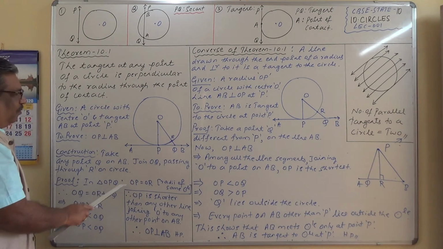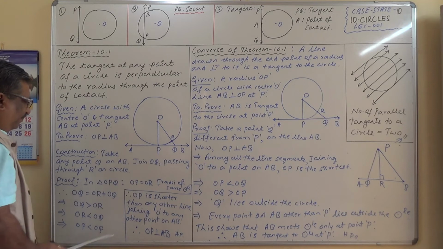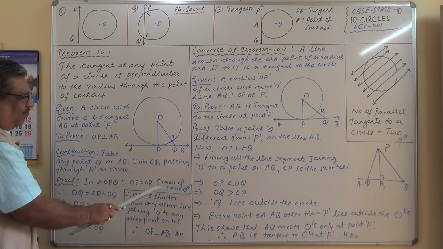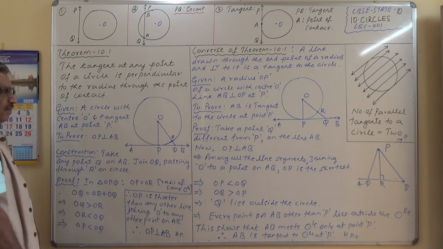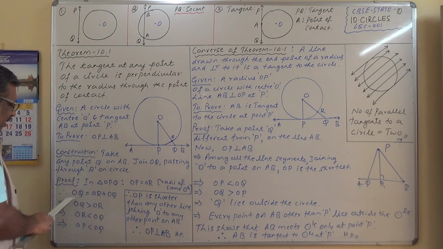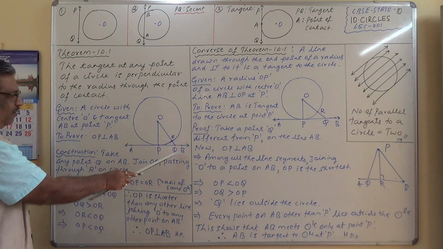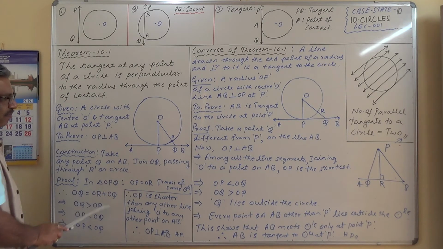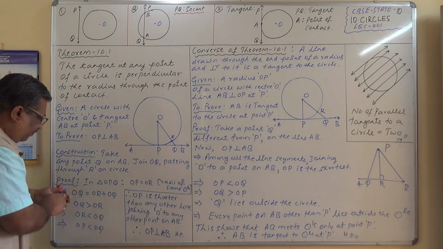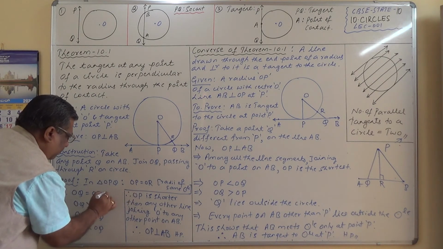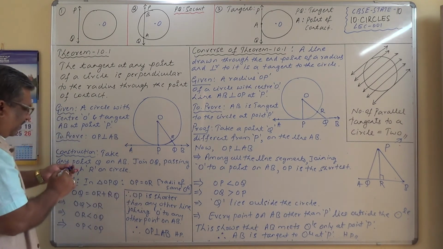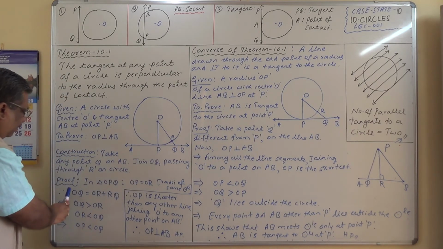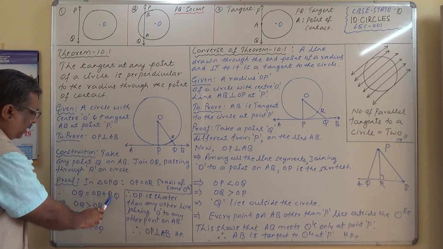Next. Proof. In triangle OPQ, OP equals OR because radii of the same circle. Next, here OQ equals OR plus RQ. OR plus RQ, it is not OQ. OR plus RQ. आपको समझ में आ रहा है? OQ is OR plus RQ. So OQ equals OR plus RQ.